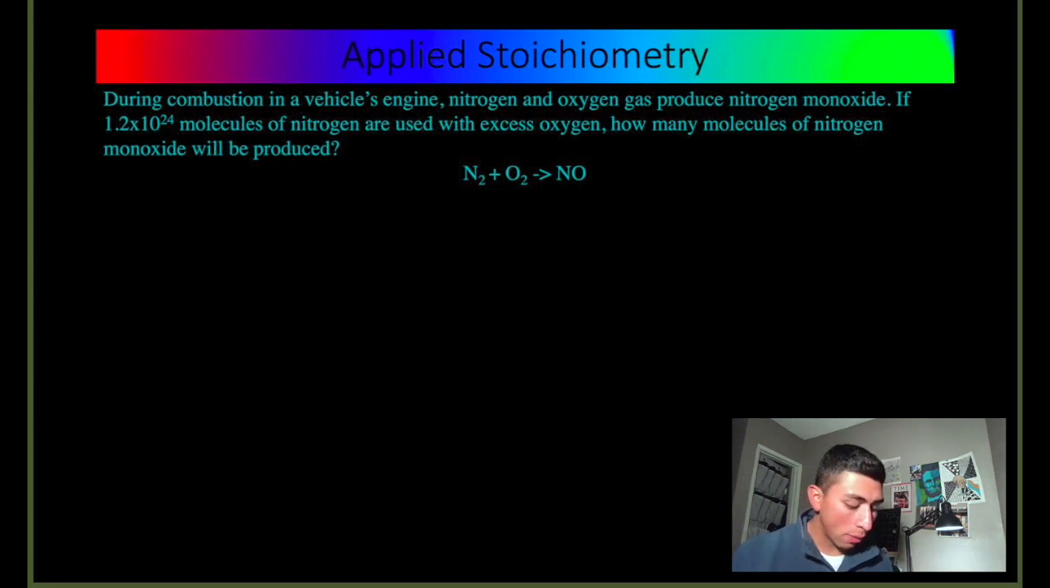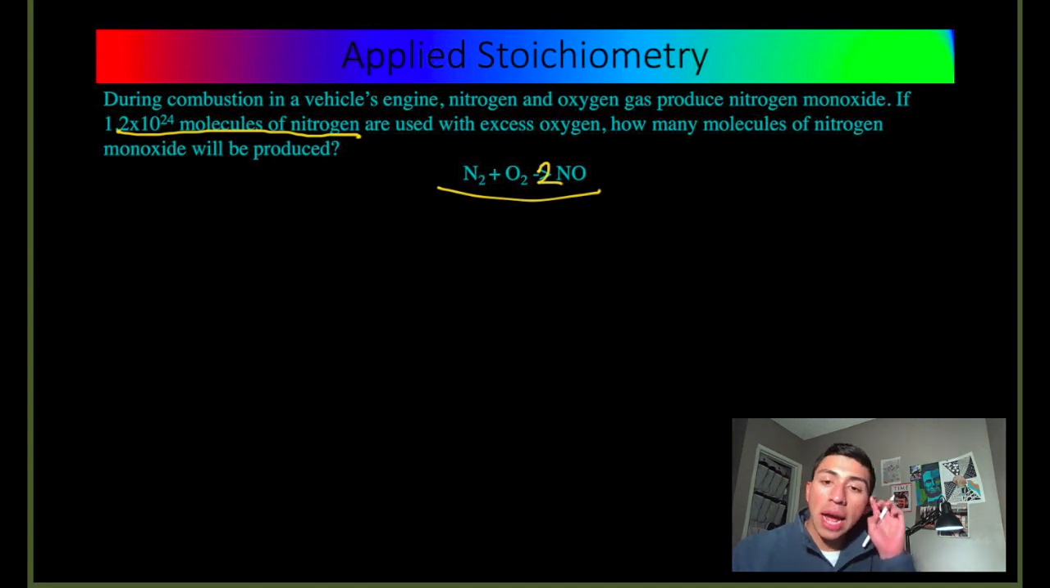Now, the first thing that I want to do is go ahead and just balance this. And as I mentioned, I am not going to go over how to balance it. I'm just going to say that you need to put a coefficient of 2 in front of that nitrogen monoxide. Now, we can go ahead and get started, all right? So, our starting value is 1.2 times 10 to the power of 24 molecules of nitrogen. And they're essentially asking us how many molecules of nitrogen monoxide will be produced given that we start off with this many molecules of nitrogen.